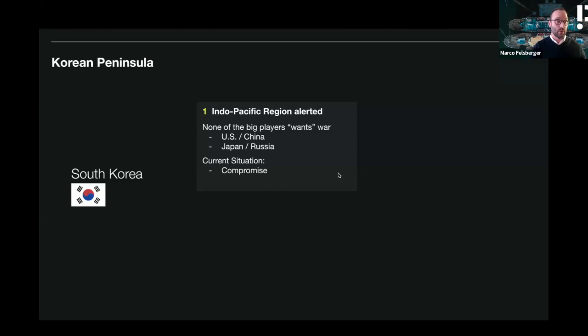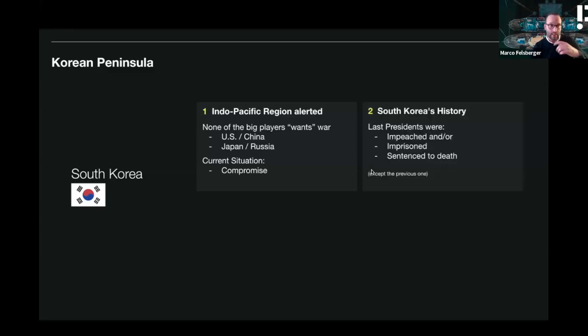Neither South Korea, which is backed by the US and Japan, nor North Korea, which is backed by China and Russia, was interested in that. That's a good thing.